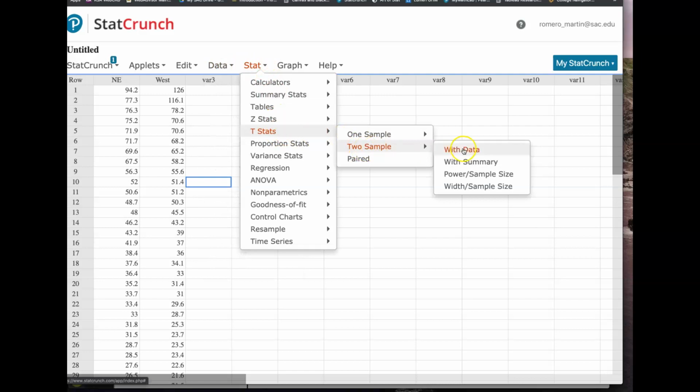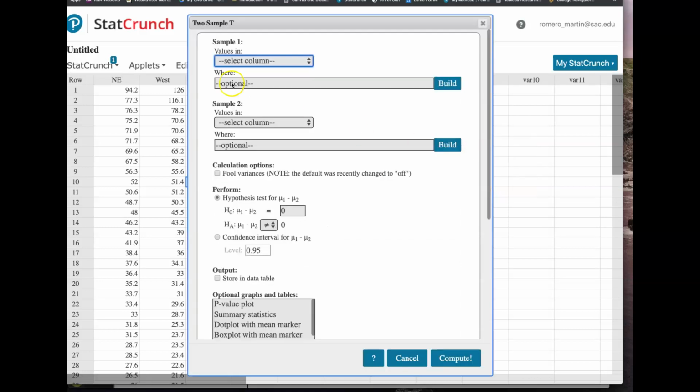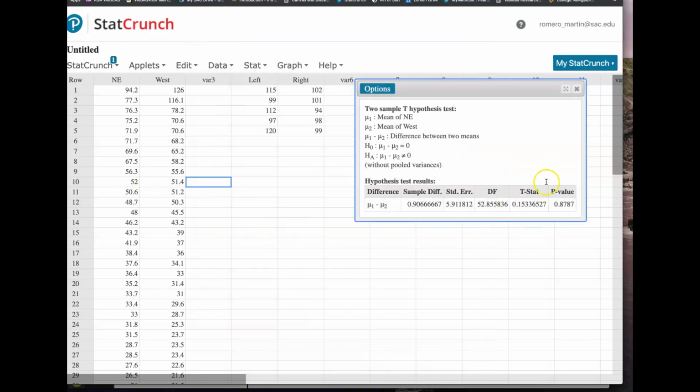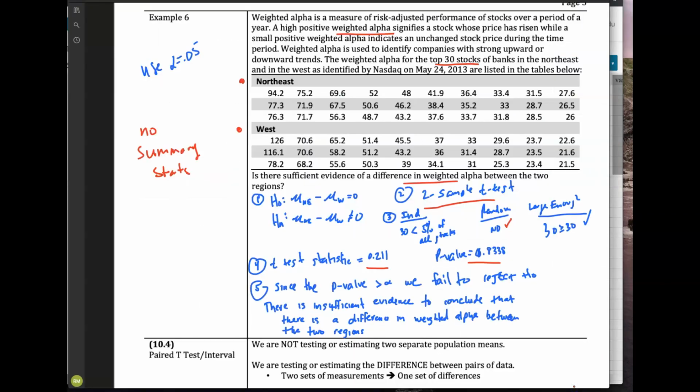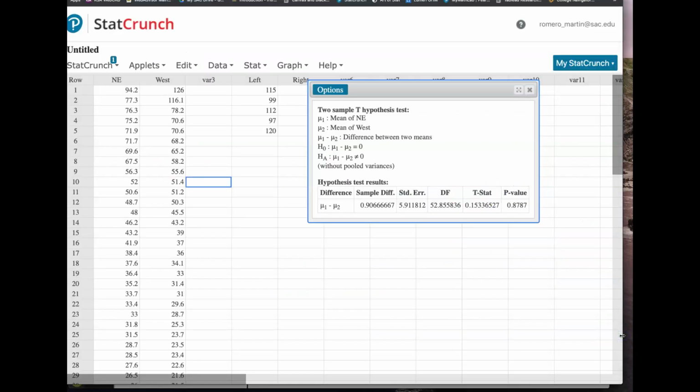t-stats 2 sample, this time with data. Our first column is the Northeast, second column is the West, and we're running a hypothesis test. The first one is Northeast, the second one is West, and we're seeing, is there a difference? No difference. That's it. Compute. And that's where we get the values for the t-stat and the p-value.